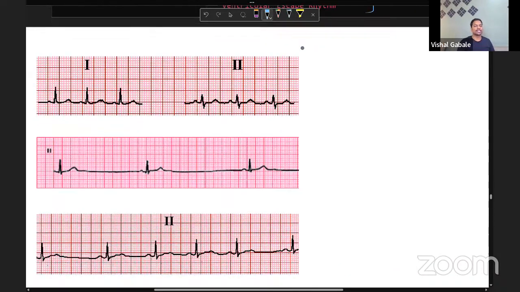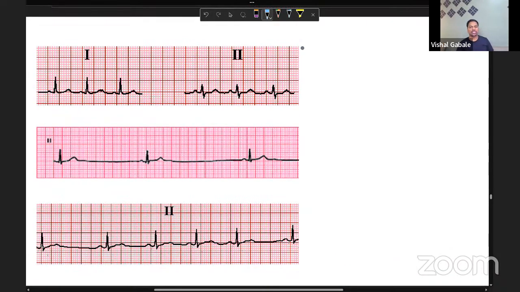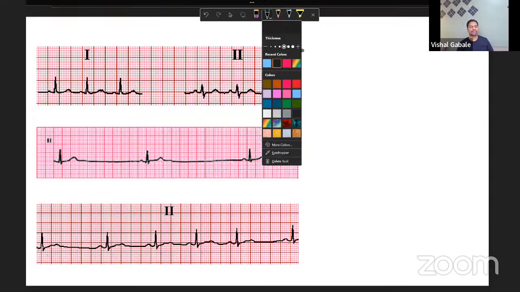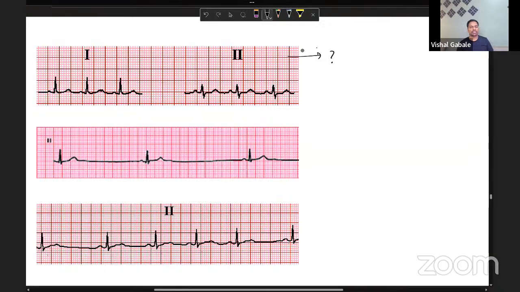Okay, let's see the ECGs now. Can anybody tell me what is the first one's diagnosis? Quickly, guys. What is this diagnosis?